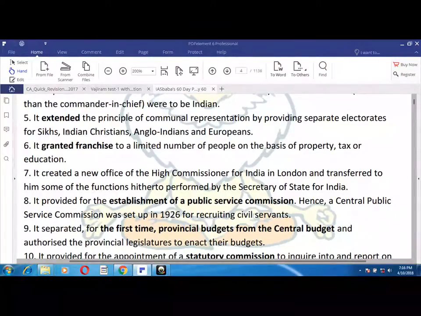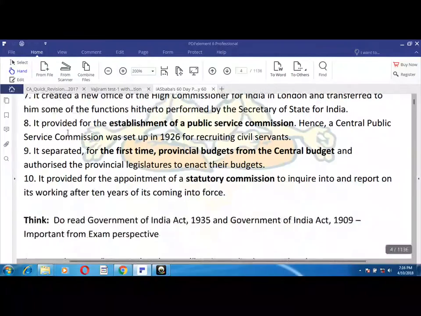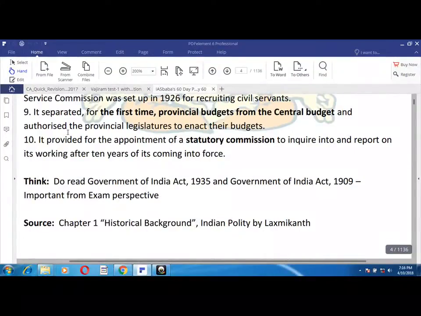It separated for the first time provincial budgets from the central budget and authorized the provincial legislatures to enact their budgets. It provided for the appointment of a statutory commission to inquire into and report on its working after 10 years of its coming into force.